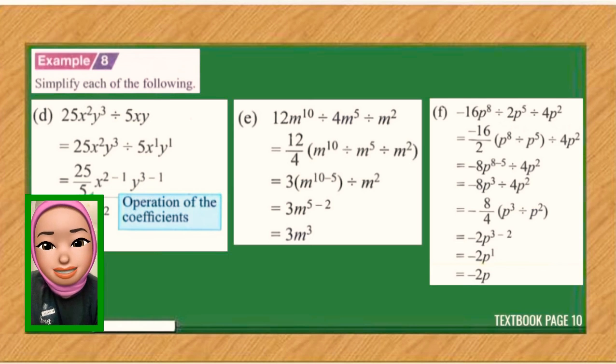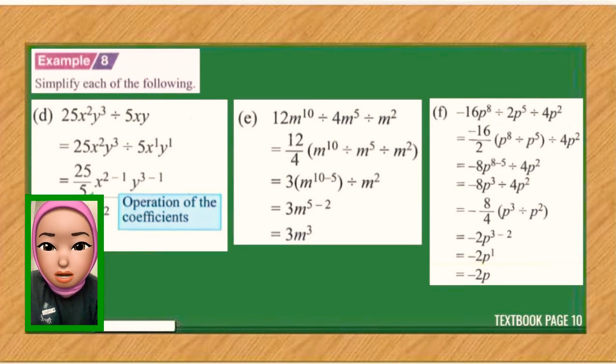Now, let us look at example F. It involves algebraic negative terms. Negative 16p to the power of 8 divide negative 2p to the power of 5 divide 4p to the power of 2 equals negative 16 over 2, in the bracket p to the power of 8 divide p to the power of 5, divide 4p to the power of 2. In this type of question, we have to solve the coefficient separately.